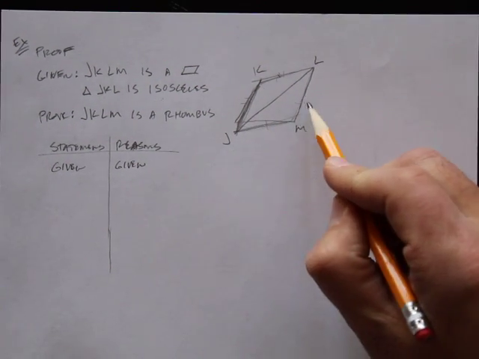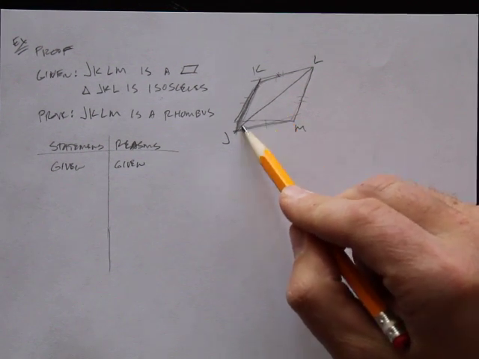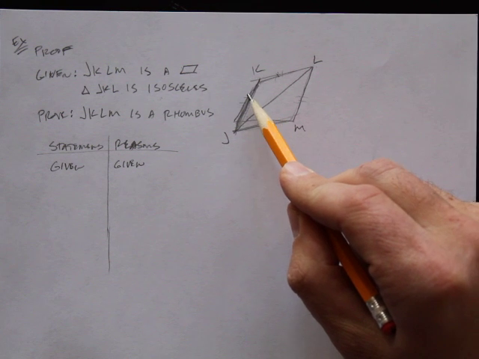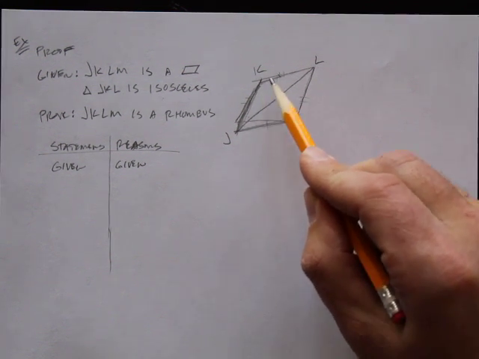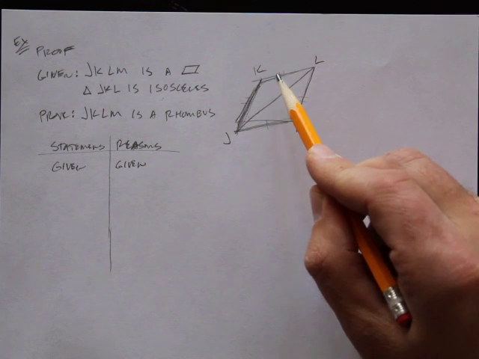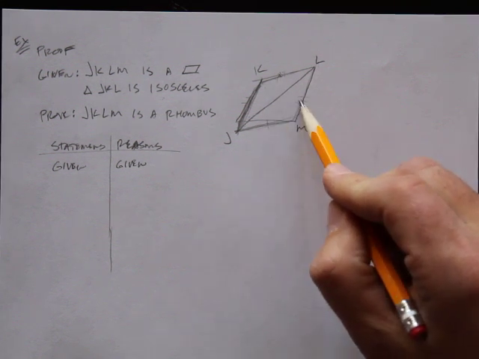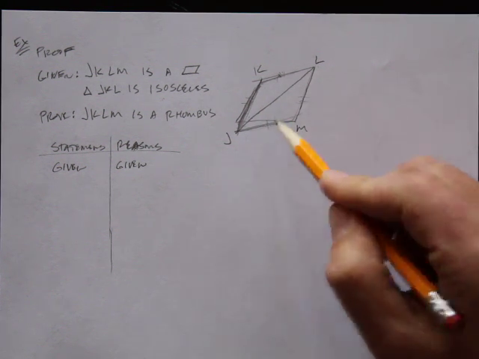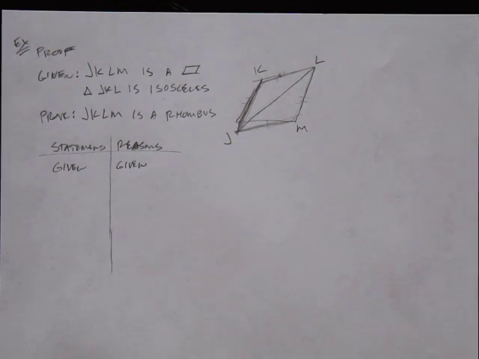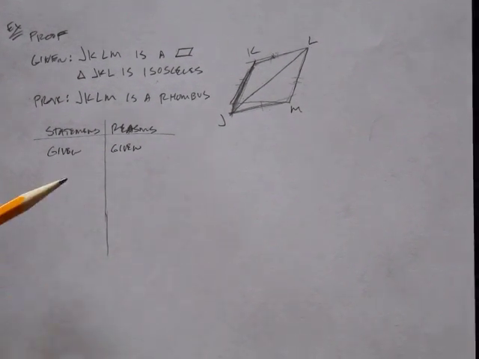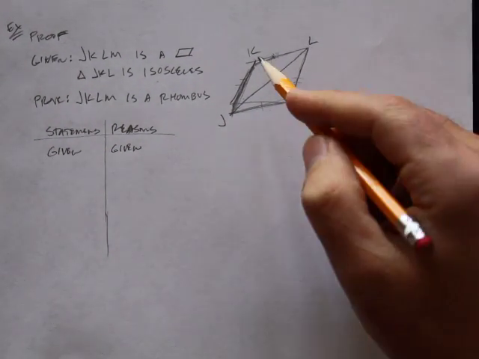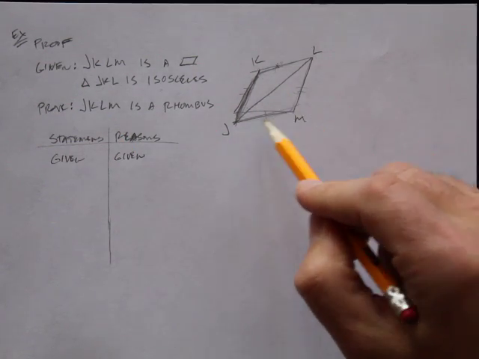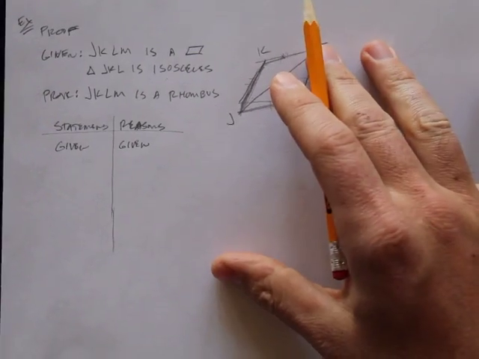These sides are congruent. Now, if JKL is an isosceles triangle, that means that these two sides are congruent. So if these are congruent, and these are congruent, and these are congruent, that means they're all congruent. So all of these sides are going to be congruent. And that's what we're going to say in our proof here to prove that this is a rhombus, because a rhombus is a parallelogram that has all of the sides being congruent.